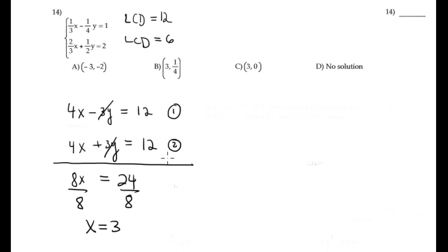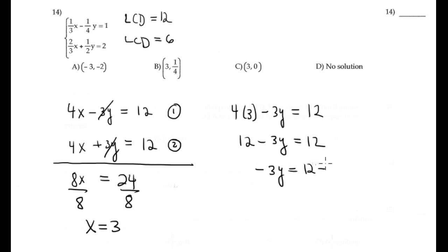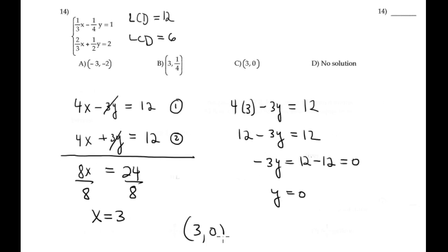Okay, for finding the value of y, I propose not using the horrible original equation, no. Use substitution in either equation 1 or 2. I select number 1. This is 4 times 3 minus 3y equals 12. 4 times 3 is 12. Minus 3y is equal to 12 minus 12, which is 0, divided by negative 3 both sides, it is obvious that y is 0. The solution is 3, 0, which corresponds with the option C.